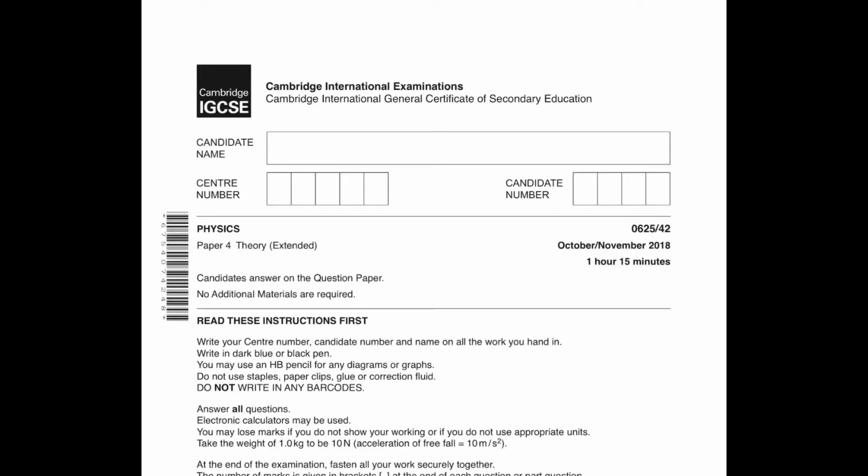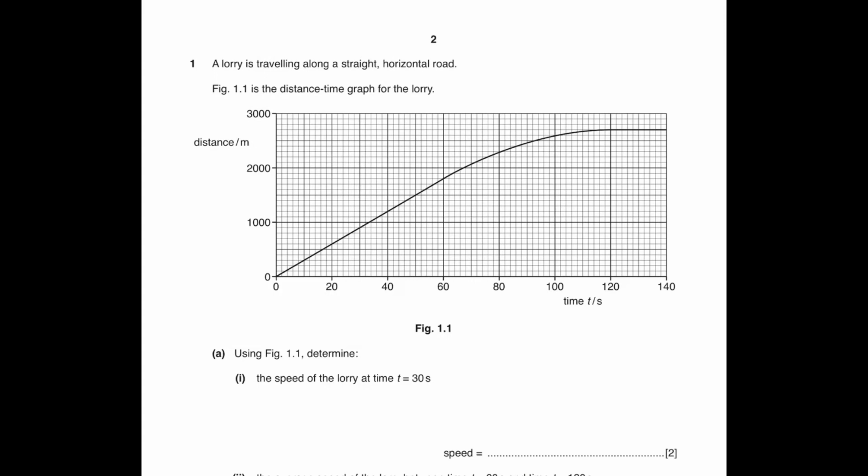So hari ini teacher akan bincangkan paper physics paper 4 theory extended untuk set Oktober-November 2018. Right, so kita akan start dengan soalan yang pertama. Okay, so first question is, a lorry is travelling along a straight horizontal road. So this question is about linear motion graph.